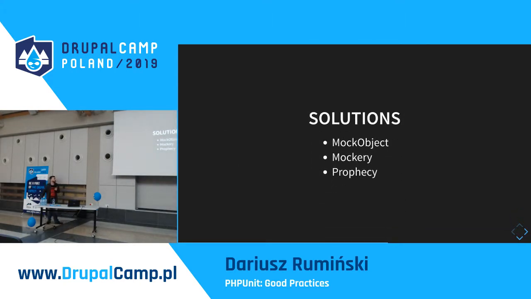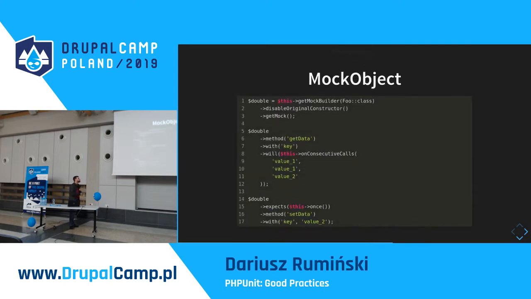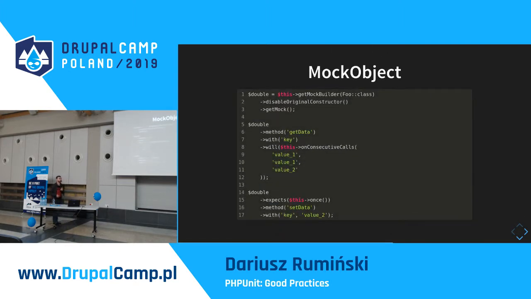So, solutions for mocking. PHPUnit has its own mocking functionality, super old, not changed over the years. Let's compare it to Mock Object, Mockery, and Prophecy, which are external libraries. If we take a look at the same class mocked in different frameworks, with Mock Object, we are saying that we are mocking the Foo class, and the getData with parameter key method will return, depending on which call it is going to be, value 1 or value 2.